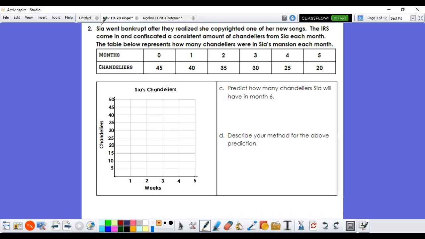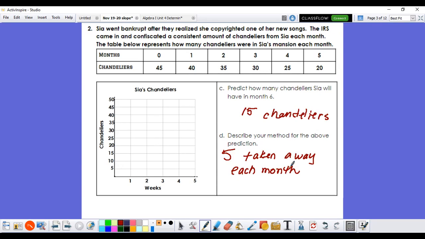Oh no. Sia went bankrupt when they realized she copyrighted one of her new songs. The IRS came in and confiscated a consistent amount of chandeliers from Sia each month. The table below represents how many chandeliers were in Sia's mansion each month. So, using this table, predict how many chandeliers Sia will have in month 6. You can also take this information and put it on the graph.